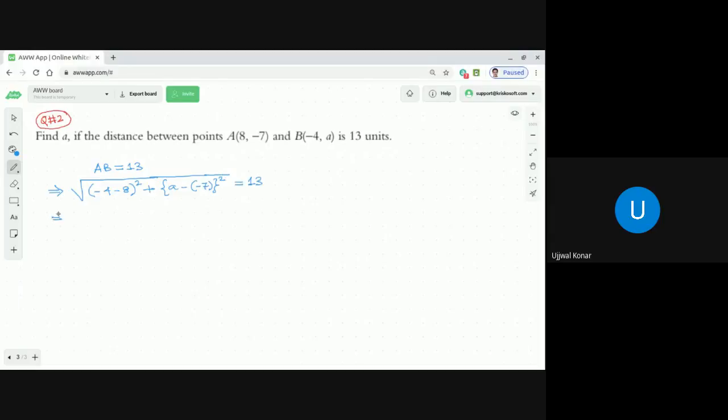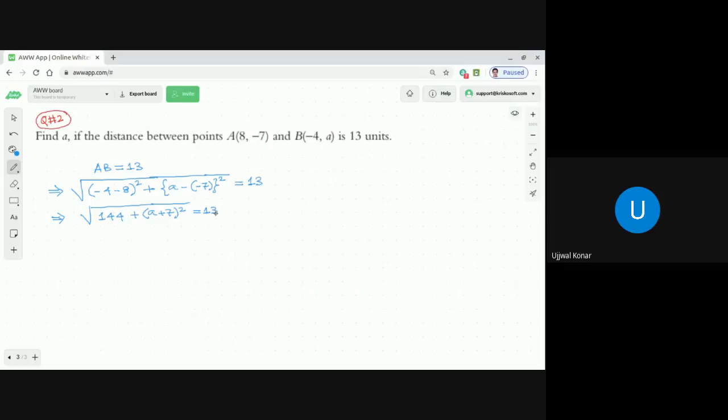From here what can we write? -4 minus 8, that means -12. -12 whole square means plus 12 whole square, that is 144. And a minus -7, that means a plus 7. That means (a plus 7) whole square. That is equal to 13.